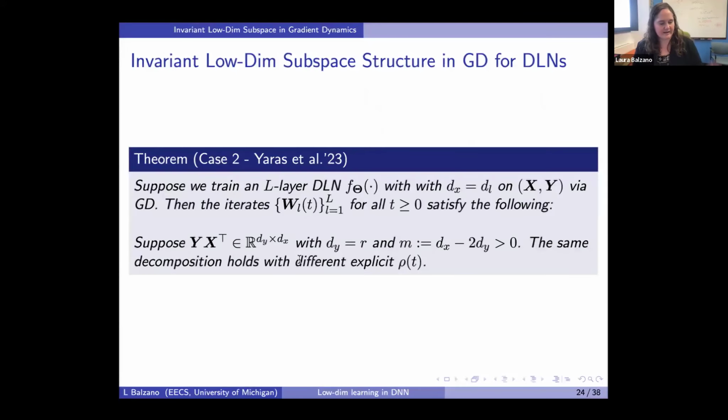All right, so that was for the low rank Y case. We also have the case where Y is wide. So now everything is square except the last matrix. It outputs something to a low dimensional, R dimensional Y matrix. So you could think of this R as like the number of classes, for example. Then the same decomposition holds, and we know the formula for rho and everything, but now M is D, the X dimension, minus 2 times the Y dimension, or 2R in this case.